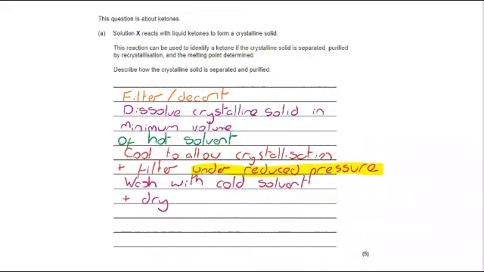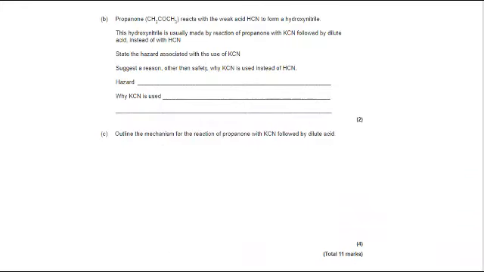We're then going to wash with cold solvent. We don't want to use a lot of solvent and we don't want it warm because actually that might redissolve some of the crystals. And then we're going to dry it. And we've now got our dry, pure sample of the crystalline solid. Okay, let's move on and look at parts B and C.